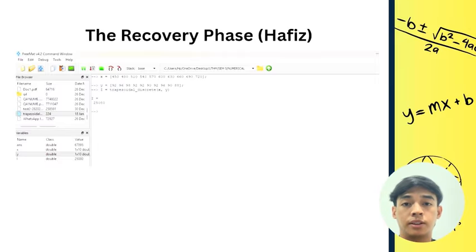This slide presents the software validation for the recovery phase of subject Hafiz. The recovery heart rate data was entered into FreeMat and integrated using the trapezoidal rule. The computed recovery workload is 25,080 BPM per second, which matches the manual calculation. This confirms the accuracy of the numerical integration for the recovery phase.